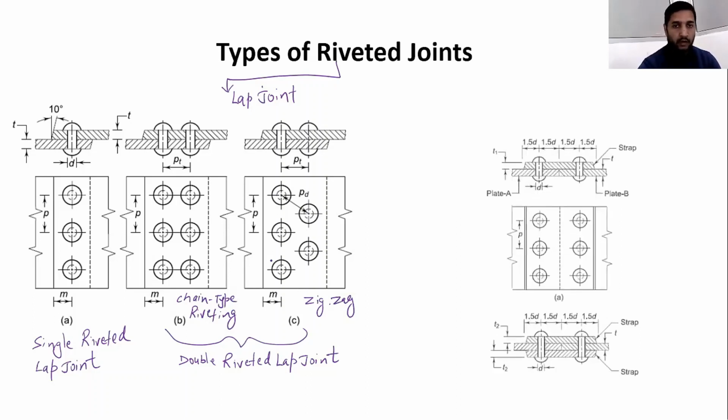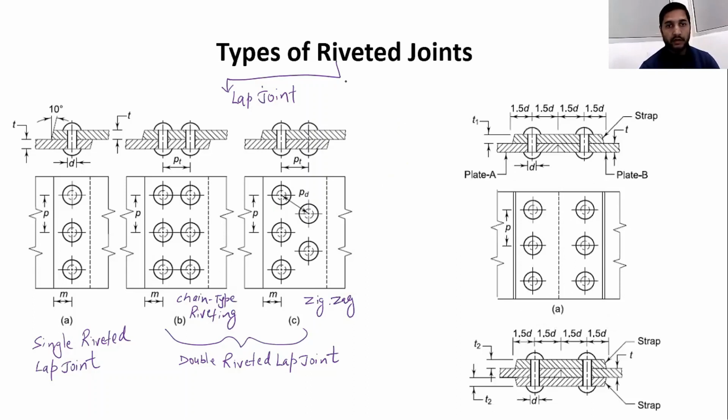Okay. So now let us discuss the second type of riveted joint that we have. This is your butt joint. And as now you are familiar with the butt joint, a butt joint is that joint where we are going to join two plates whose planes are lying approximately in the same plane. Then that type of joint is called your butt joint.